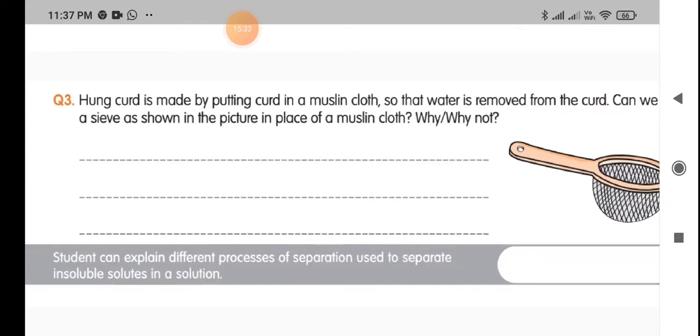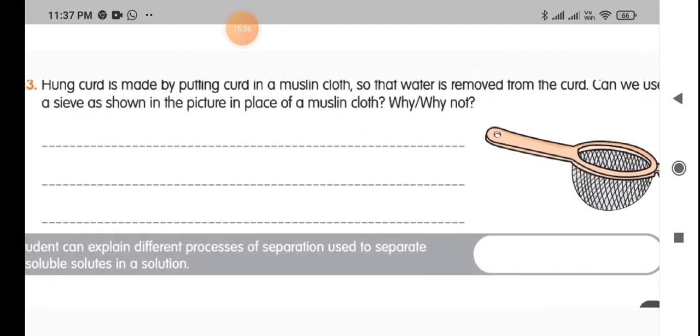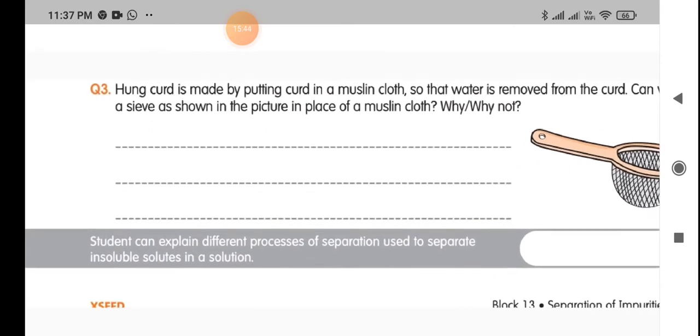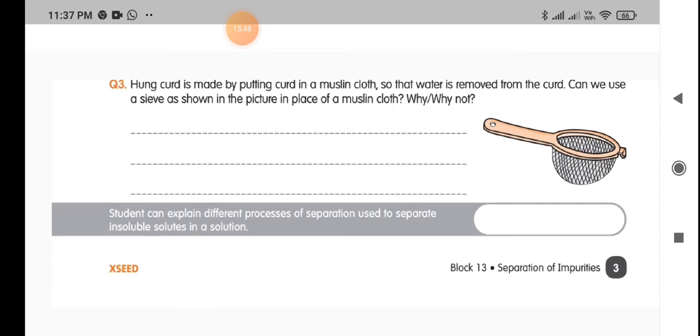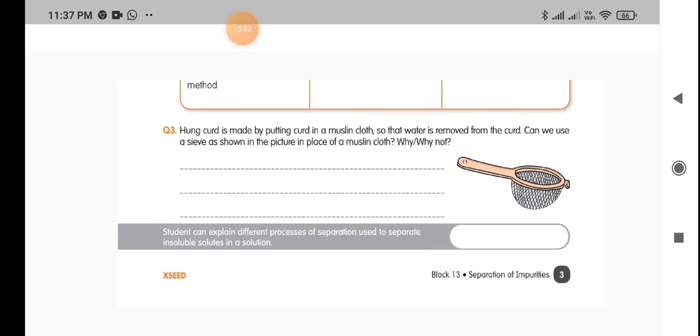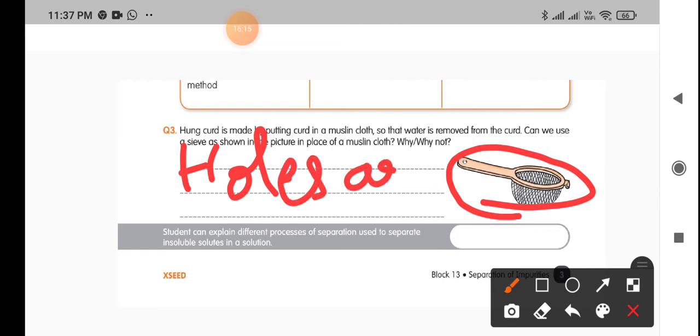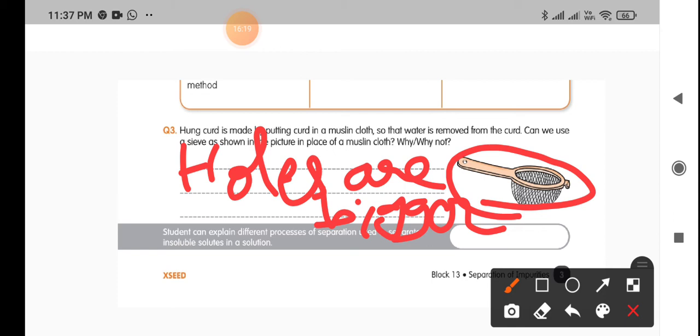Hung curd. Hung curd is made by putting curd in a muslin cloth so that water is removed from the curd. Can we use a sieve as shown in the picture in place of a muslin cloth, and why or why not? Muslin cloth is used to separate the water from the curd. Instead of that muslin cloth, if we use this funnel, the curd cannot be separated from the water. Why? Because the funnel holes are bigger. Holes are bigger, so not only the water, even the curd passes through this funnel. That's why this cannot be used for removing water from the curd.